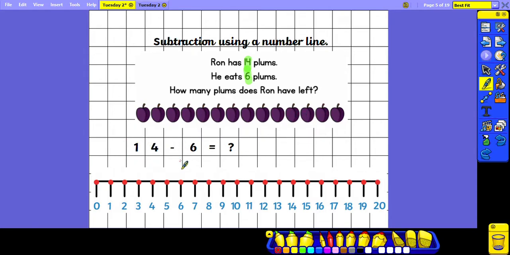So if we were working 14 take away 6 out on the number line, we would normally start at 14. And then we will count back 6. So we need to make sure that we are counting backwards on the number line. 1, 2, 3, 4, 5, 6, and I've landed on 8.